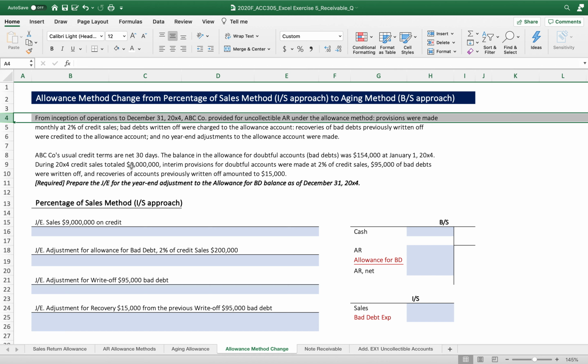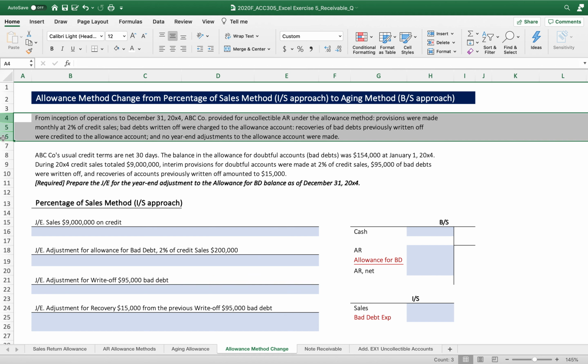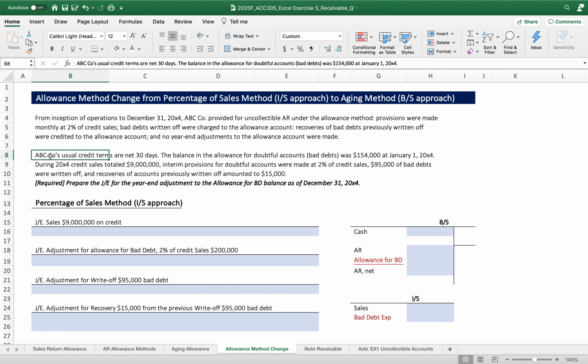and no year-end adjustment to the allowance account was made. Okay, that is the allowance method policy before changing to the percentage of sales method. ABC's usual credit terms are net 30 days. The balance in the allowance for bad debt account was $154,000 at year end.